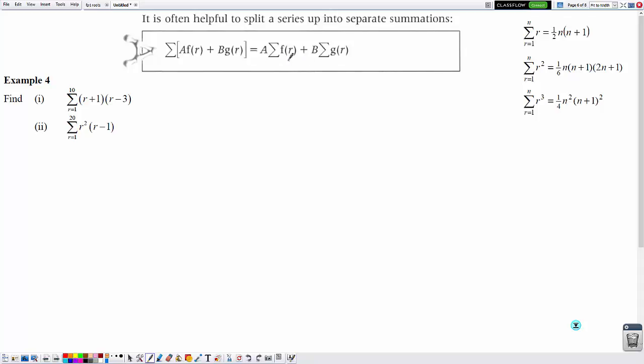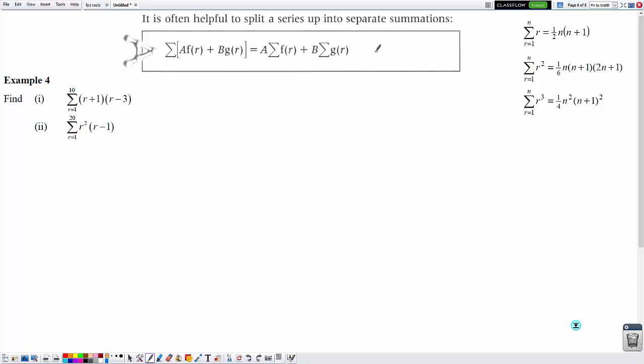What this says here is you can split this up, and you can do 2 things. First of all, you can split this up into 2 sums. So sigma a f of r plus sigma b g of r. And then this a is a constant that we're multiplying all of this by. We can take that on the outside.